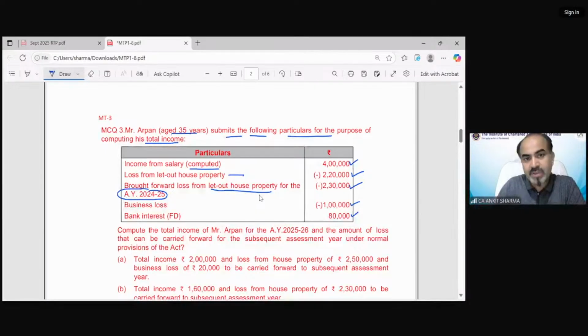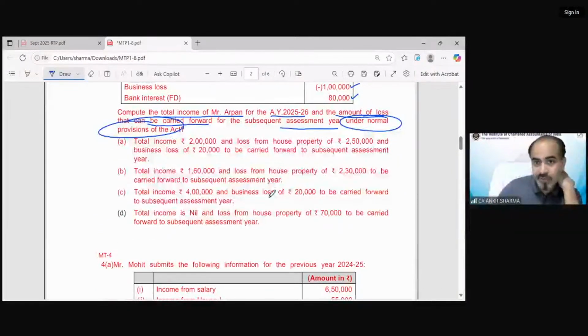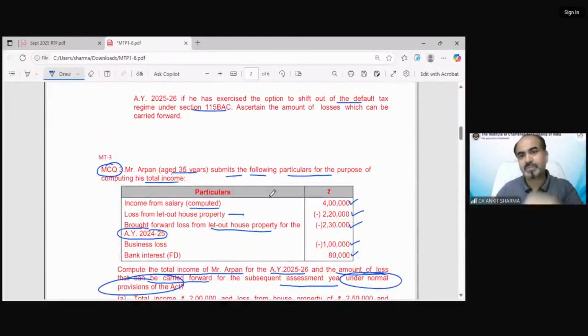Compute. Now this is an MCQ based question. The correct option you have to find out of these 4 options. Compute the total income of Mr. Arpan for assessment year 25-26 and the amount of loss that he can carry forward for subsequent assessment years under normal provisions of the Act. So we have four options. Which option is correct? For that, we have to solve this question. We can try to solve it over here.